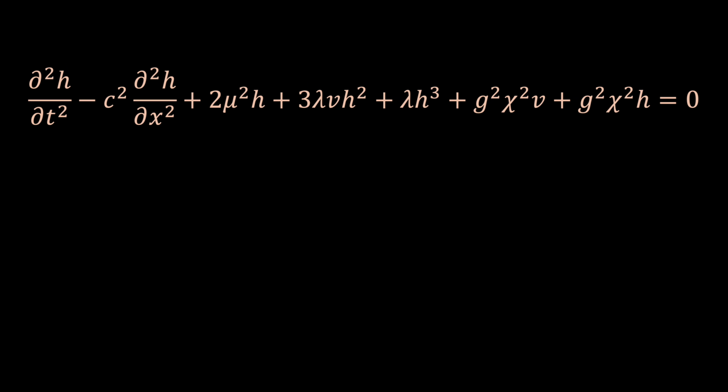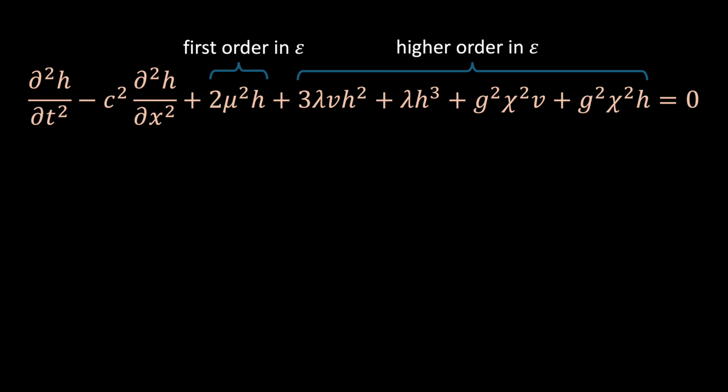With this in mind, let's look again at our equation of motion. The term 2 mu squared h is linear in h, so it's first order in epsilon. That's the leading effect. All the other pieces, h squared, h cubed, chi squared h, involve higher powers of small fluctuations and are therefore higher order in epsilon. They're certainly real, but they are suppressed when the ripples are very small. And so at leading order, we can ignore them.